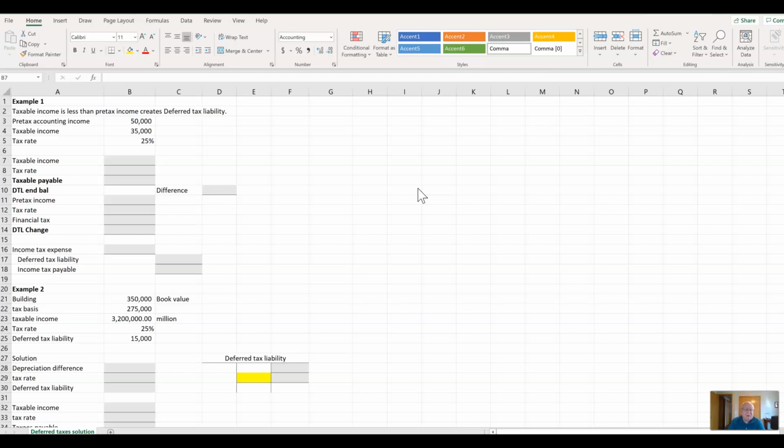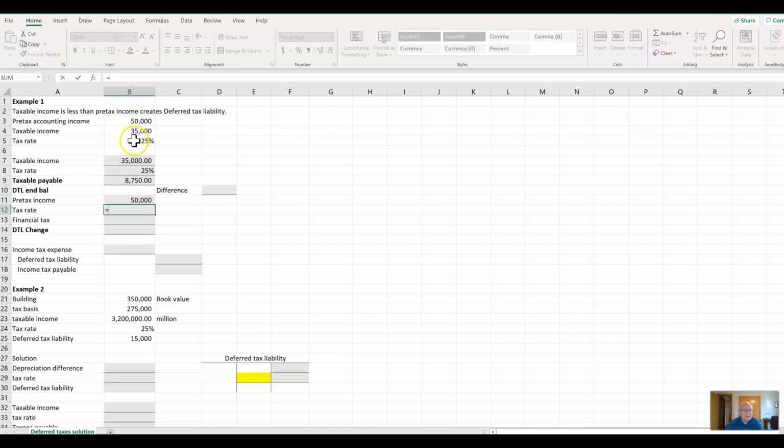The first thing you want to do is find what the taxes payable are. With that, the taxable income is $35,000. Of course, your tax rate is 25%, so you take the $35,000 times the 25%, and that gives you $8,750. The pre-tax income was $50,000, and again it's a 25% tax rate, so you multiply these two out, 50,000 times 25%, and that gives you $12,500.